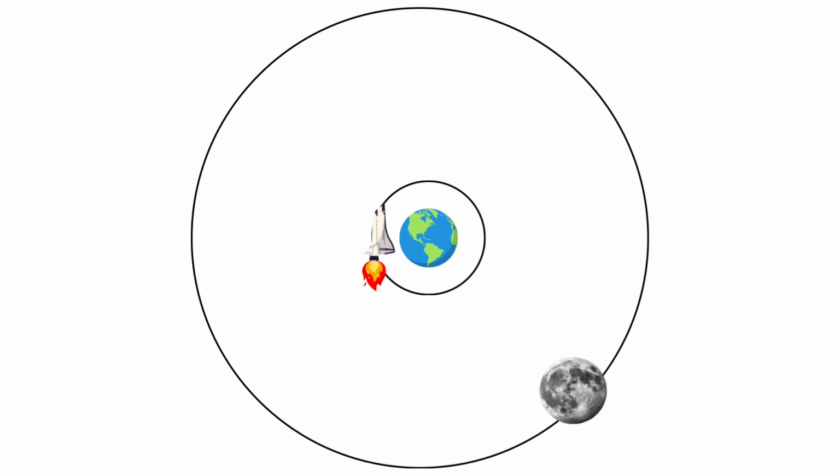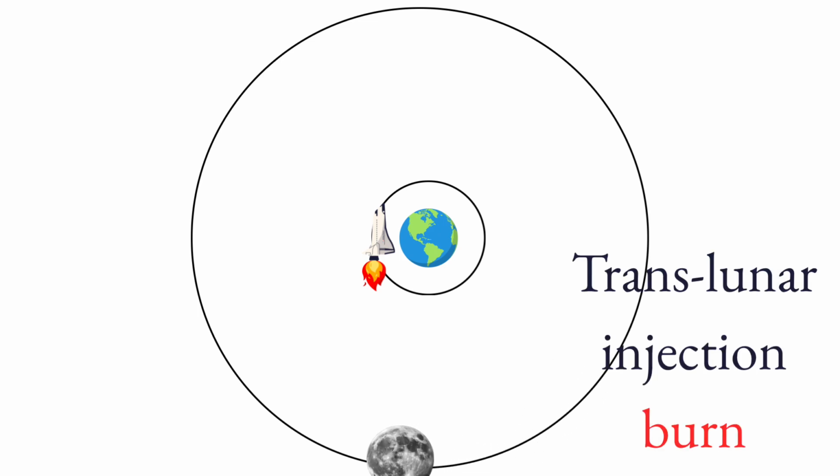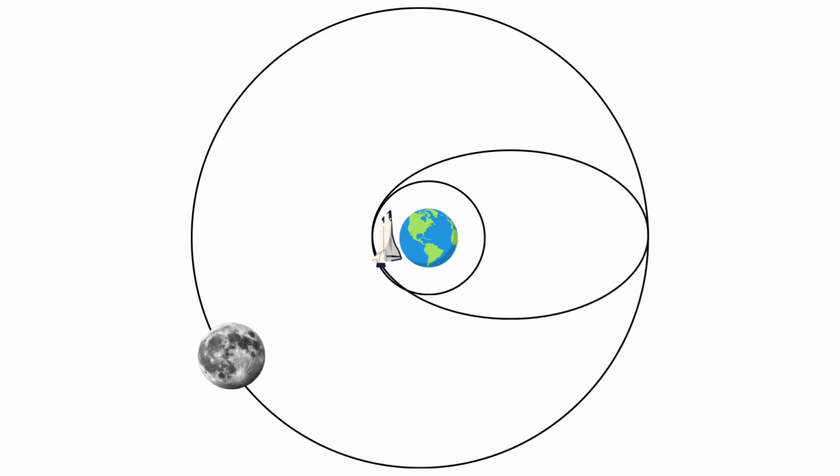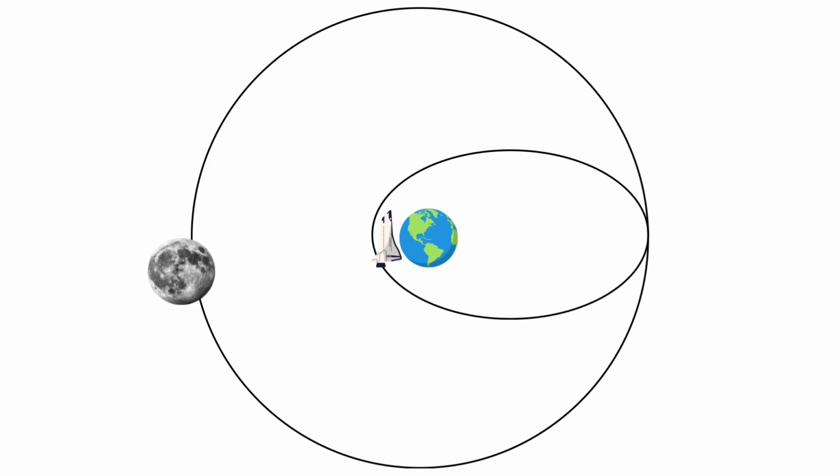Now, we need to do something called a translunar injection burn, or TLI for short. What it's going to do is extend our orbit to the reaches of the moon's orbit. And as you can see, our trajectory has become cislunar, or a free return trajectory. Basically, if we do nothing, we're just going to come back down to Earth.